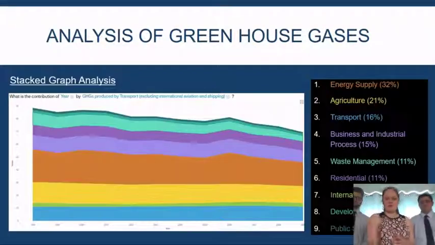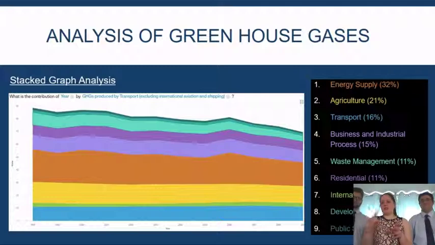The first graph we looked at is analysing the greenhouse gases, and we used a stacked graph analysis because then we could see how the greenhouse gases have been over the last few years, and as you can see they are decreasing, and we also were able to see what the main contributors were. The top three were energy supply at 32%, agriculture at 21% and transport at 16%. This matches what the Scottish Government have found, they are the three top main contributors in their report as well.